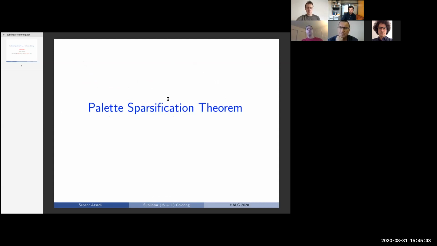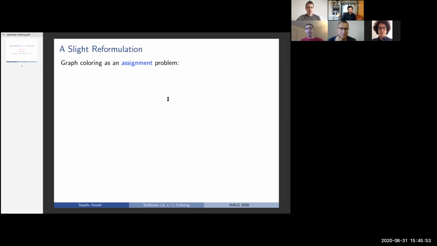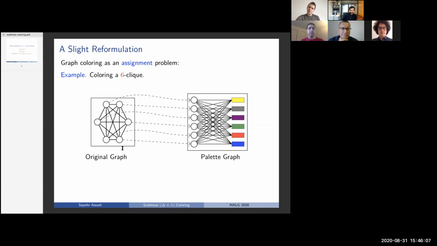Okay, so now let me tell you a bit about how we proved this palette sparsification theorem and what are some ideas behind it. Basically the main insight, or an easy step at the beginning, is to reformulate coloring as an assignment problem. Let me show you this through an example. Let's say I want to color this 6 clique, a clique on 6 vertices. I'm going to turn it into this complete bipartite graph. I write the vertices of the graph on the left and the colors on the right, and then I add every edge.